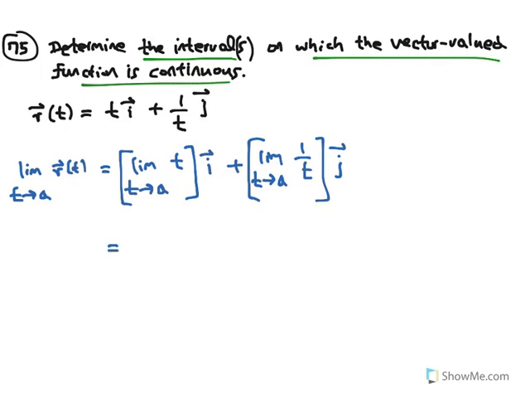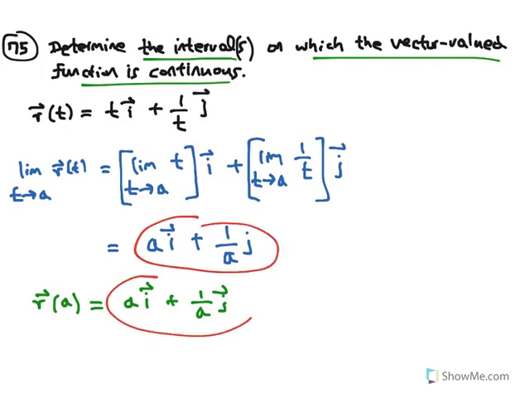So let's go ahead and find each limit by using direct substitution. So for the horizontal component, we just have ai, and for the vertical component, we just have 1 over aj. Now, from the definition of continuity, we also have to consider the vector-valued function r evaluated at a. So we will have r of a. And again, all you do is substitute the value a for the parameter t in each of the component functions. So you have ai plus 1 over aj.